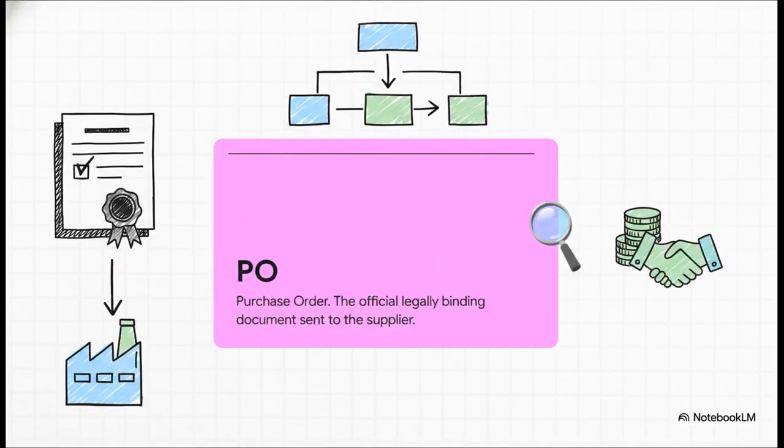Next up, we have the PO, or Purchase Order. In this specific framework, getting that PO generated is the ultimate goal of the entire first half of the workflow. It's the official line in the sand, the legally binding commitment sent to the supplier. Basically, everything builds up to its creation and dispatch.